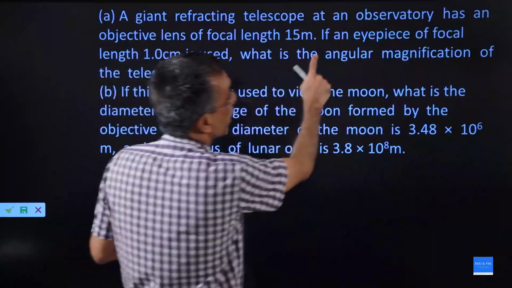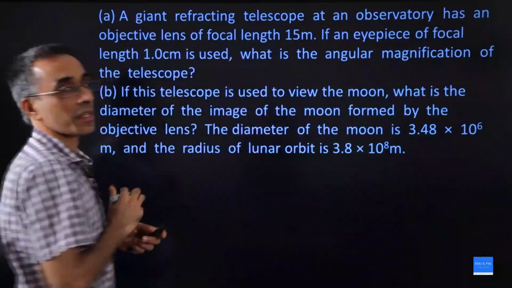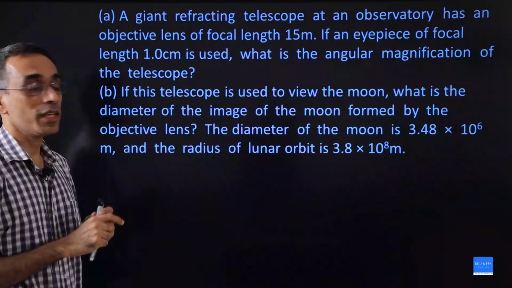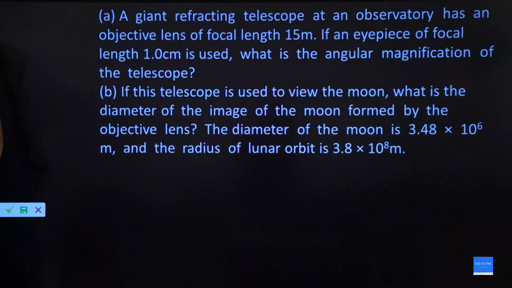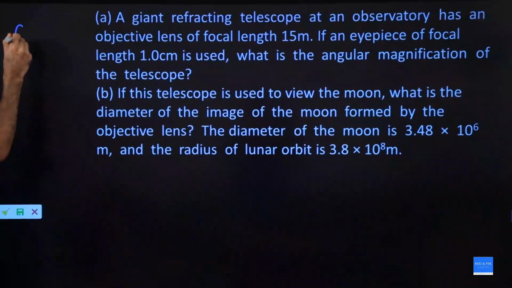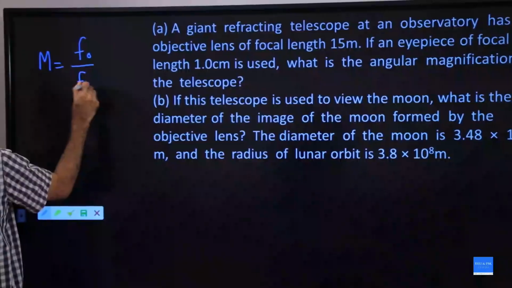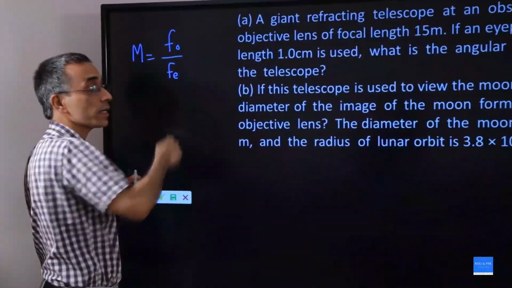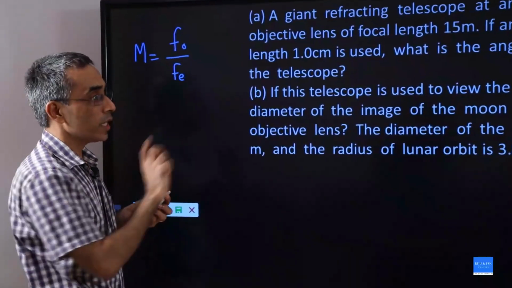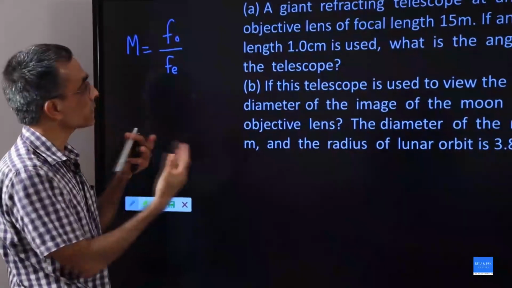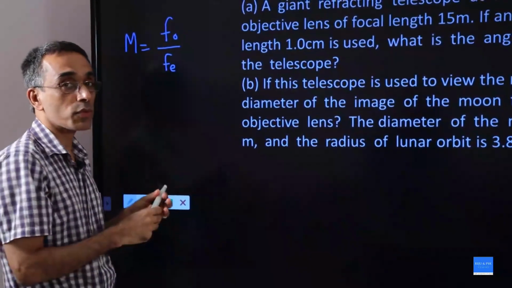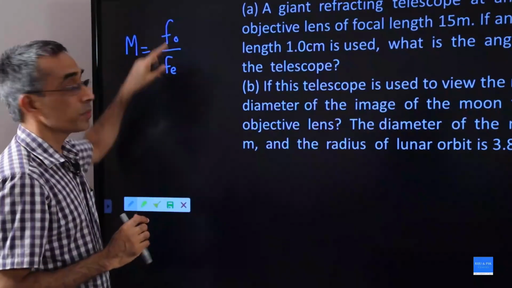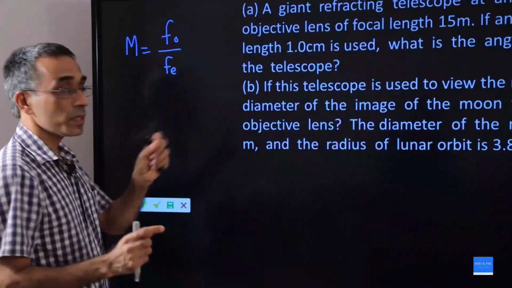Okay, eyepiece 1 centimeter. See, the eyepiece is very small. Why? Because the angular magnification is given by the equation f_o by f_e. So if you want large magnification, you have to increase the objective focal length and decrease the eyepiece focal length. So if you are given two lenses, which one should be selected for objective, and which one for eyepiece? For objective, long focal length; for eyepiece, short focal length.